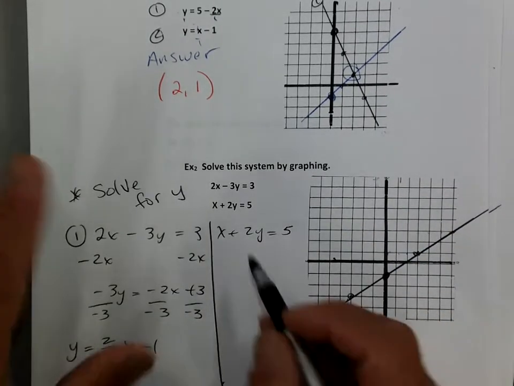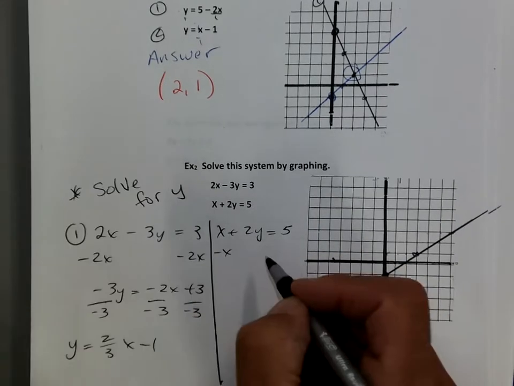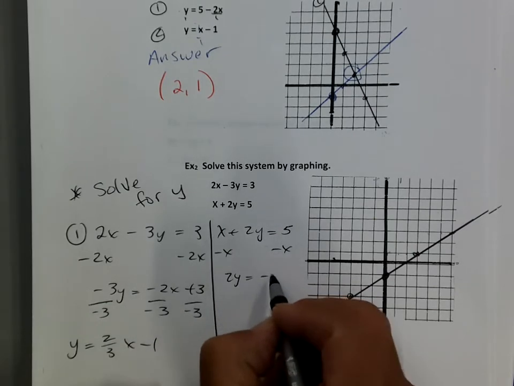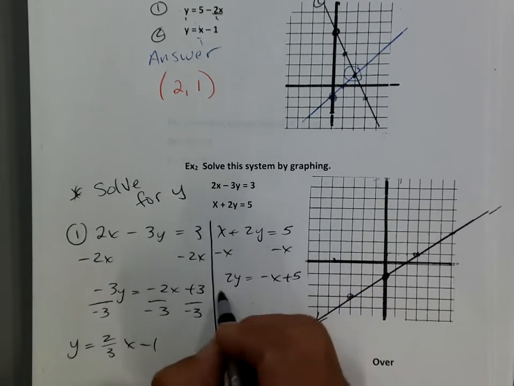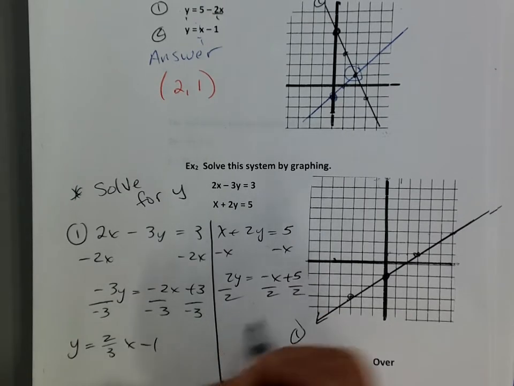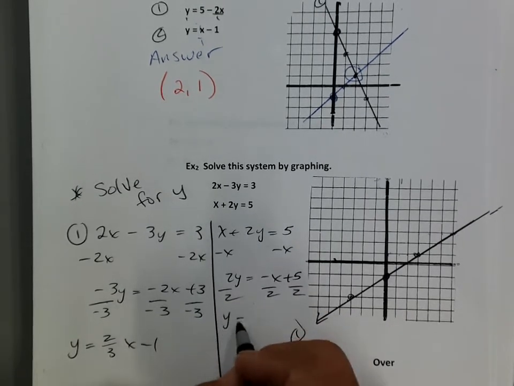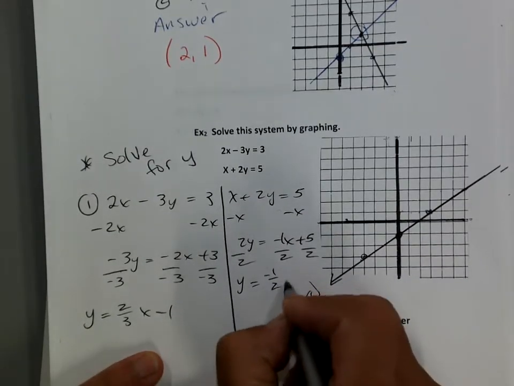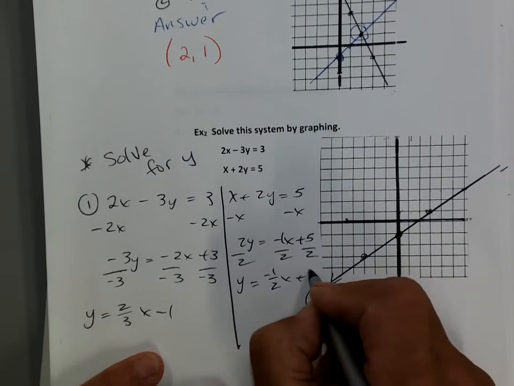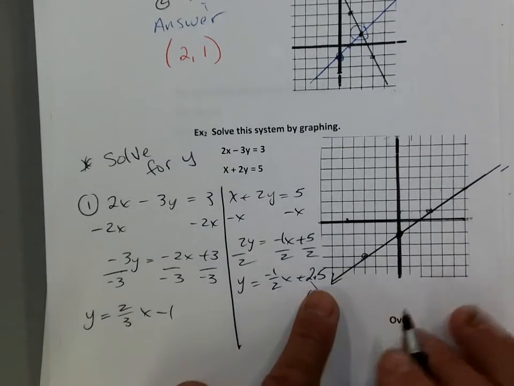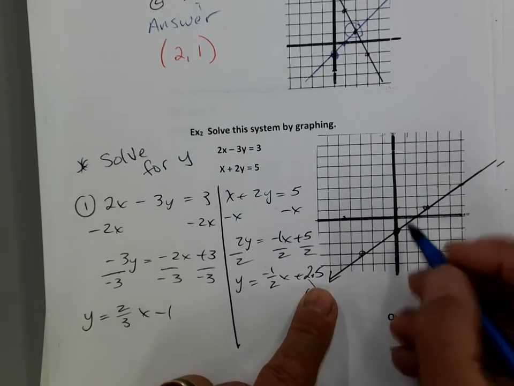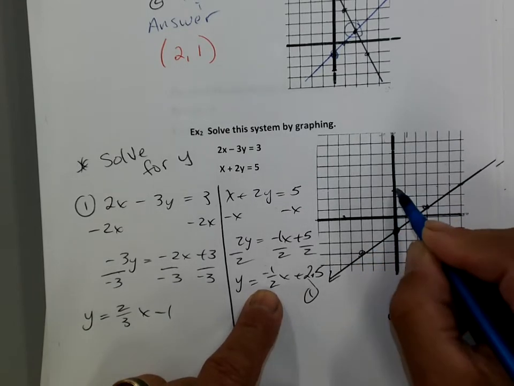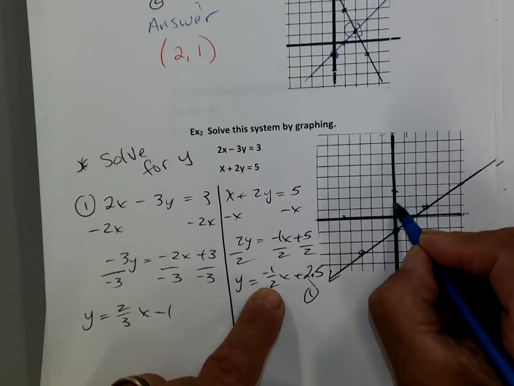Line 2, let's do the same thing. Solve for y. We'll subtract x to get x by itself, so that will be gone. We have 2y equals -x plus 5. Divide by 2. I get y equals, there's an invisible 1 here, -1/2 x plus 2.5. That's kind of harder to do, but we can do it. I have faith in us. We'll start at 2.5, which is right about there. Now I'm going to go down 1 and over 2.